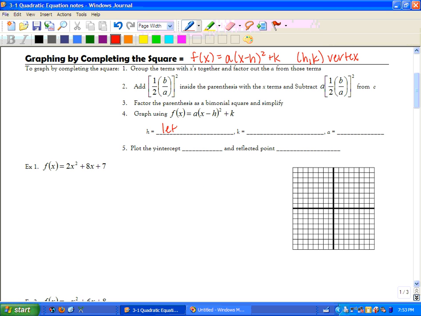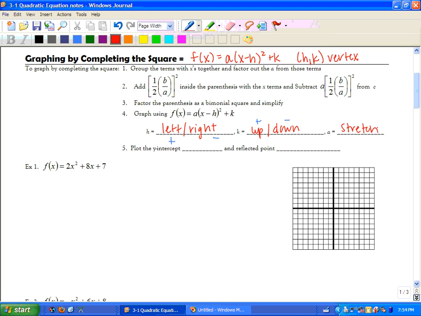So h moves your parabola left and right. Actually, it's opposite of what you would think. So plus actually moves to the left, minus actually moves to the right. The k moves it up or down, and that one works the way you think it would, where plus is up and minus is down. And then the a is a stretch factor.